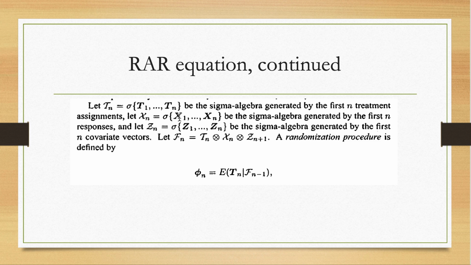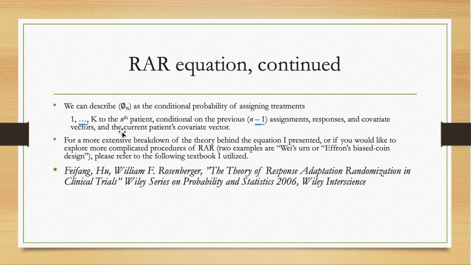Phi_n equals E(T_n | F_{n-1}), and we can describe phi_n as the conditional probability of assigning treatments 1 down to k to the nth patient, conditional on the previous n minus 1 assignments, responses, and covariate vectors, and the current patient's covariate vector.